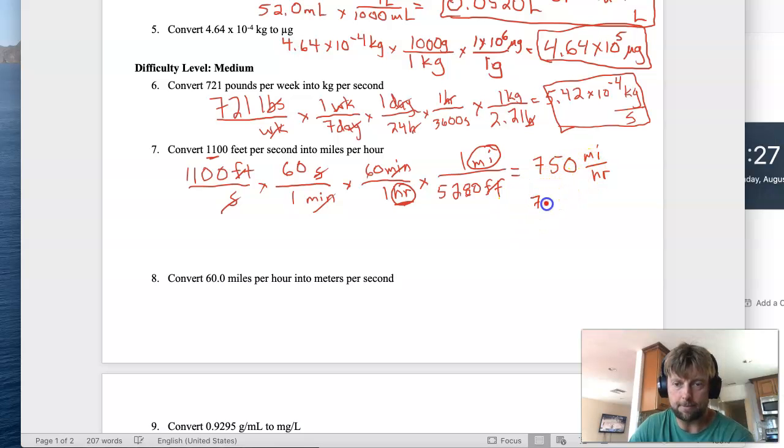You could also say 7.5 times 10 to the second miles per hour. Either one's acceptable.